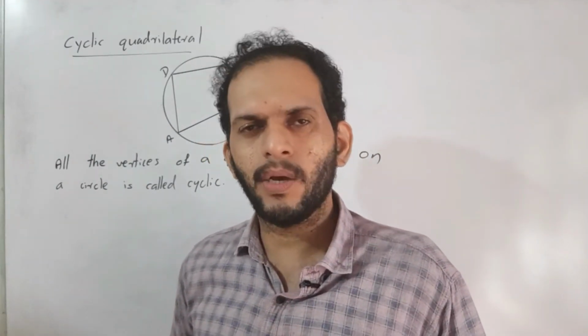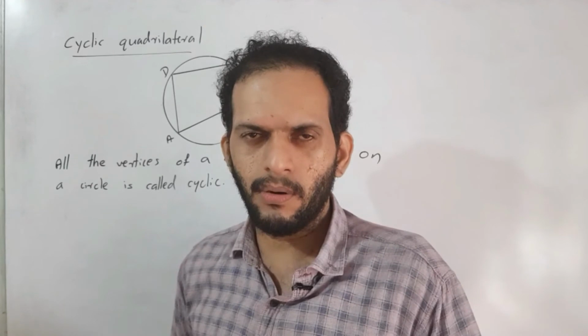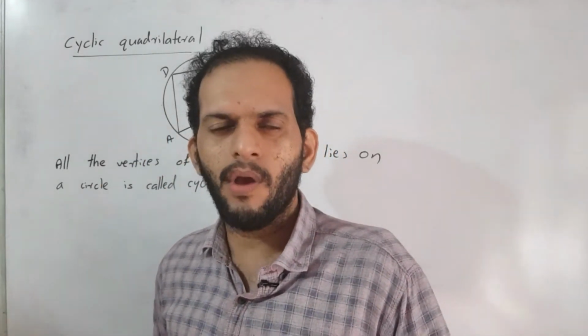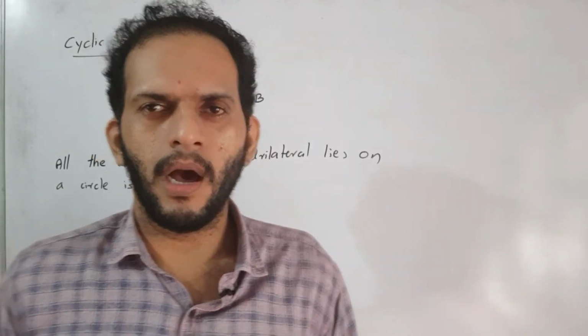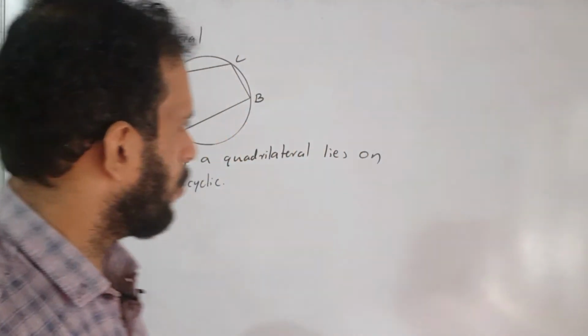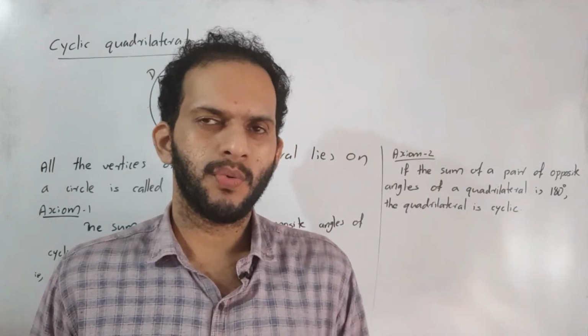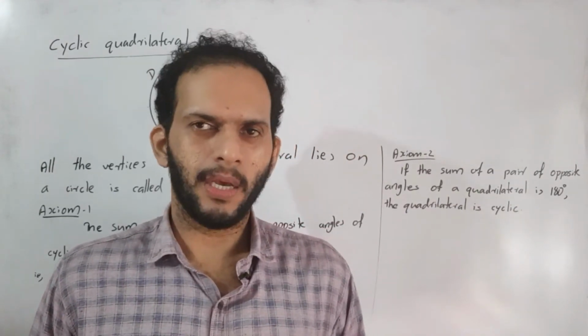Then on the base of the cyclic quadrilateral we have two results. Okay, those we study as axioms. We have two axioms that are very important. What are axioms? The first one we consider as the property of a cyclic quadrilateral.